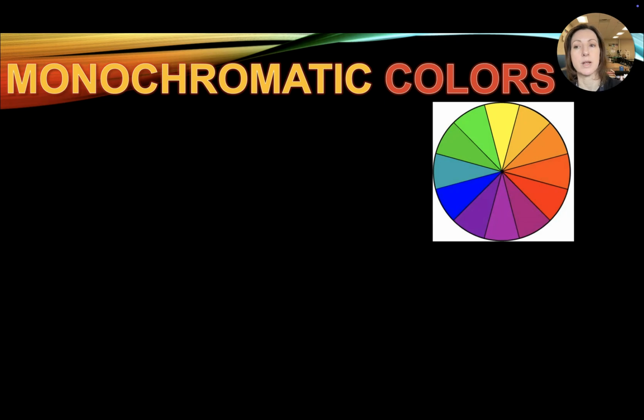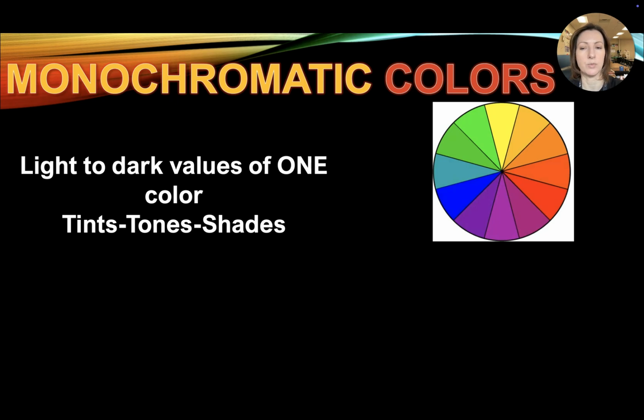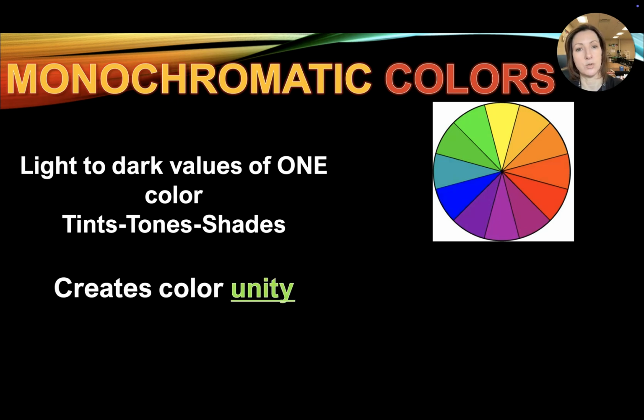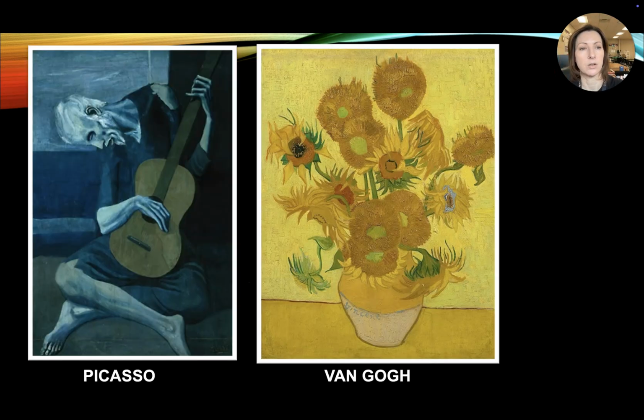So a monochromatic color scheme is light to dark values of one color. So this would be the tints, tones, and shades of red or blue. It creates color unity. So if you're doing a piece in a monochromatic color scheme, it's going to be light to dark of one color. For instance, if my choice is blue, I could have light to darks of just that one color in my artwork. So here's an example of two famous art pieces that use a monochromatic color scheme.